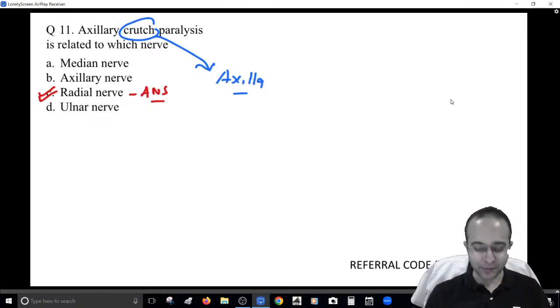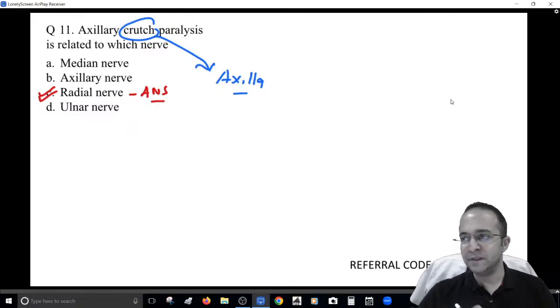This question was there in the previous AIIMS paper. Axillary crutch paralyzes which nerve? Some people connected this axillary with the axillary nerve. They took choice B and they were gone. So I suppose you are clear even with these nerve injuries.